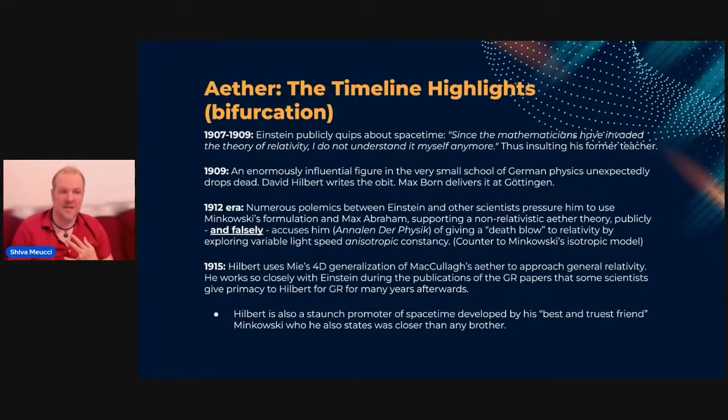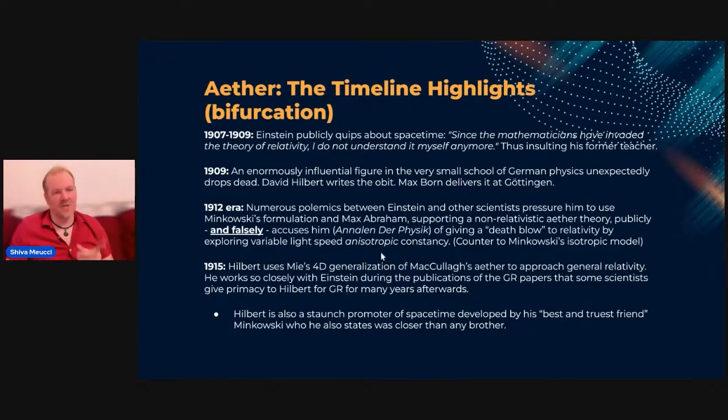He works so closely with Einstein during the publications of the GR papers that some scientists gave primacy to Hilbert for GR for many years afterwards. It's only been very recently that people have found a particular paper that has kind of answered the question, and a lot of people say that no, we still believe that Einstein should be given primacy for GR. But the point is that they were corresponding very closely, and Hilbert did independently come to general relativity as well. At the time that Einstein was publishing, they were working together. So it's kind of a collaborative effort, if anything.